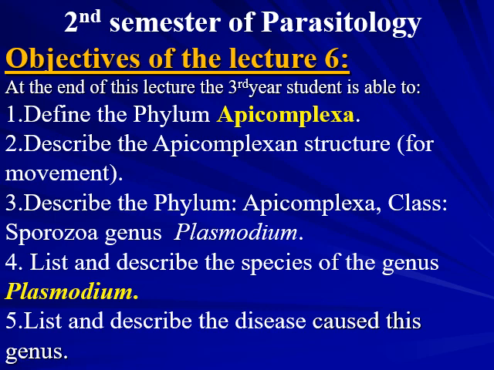At the end of this lecture, you will be able to define the phylum Apicomplexa, describe the Apicomplexan structure that's used by this phylum for movement, describe the phylum Apicomplexa, class Sporozoa, genus Plasmodium, the causative agent of the disease malaria, list and describe the species of the genus Plasmodium, list and describe the disease caused by this genus.